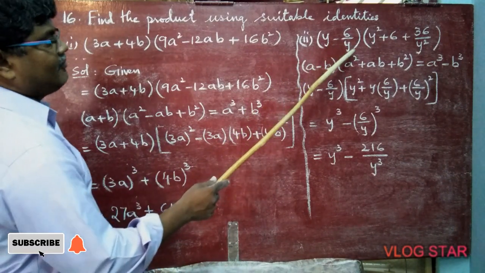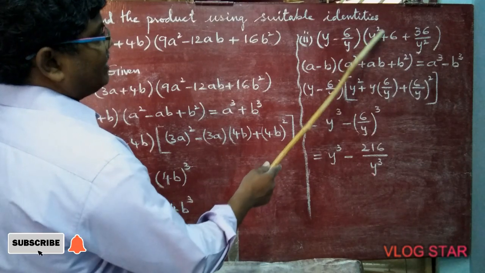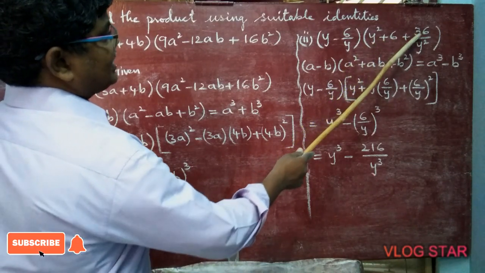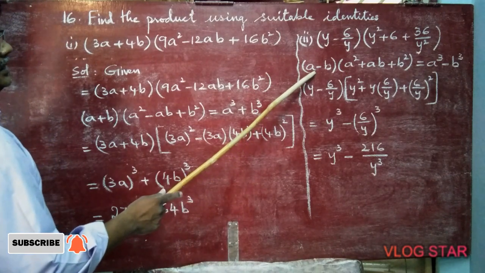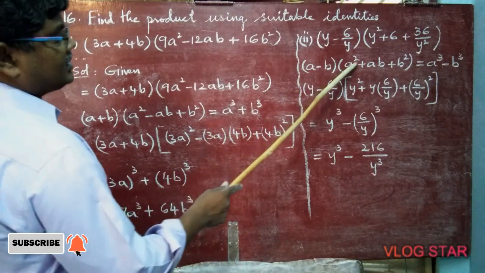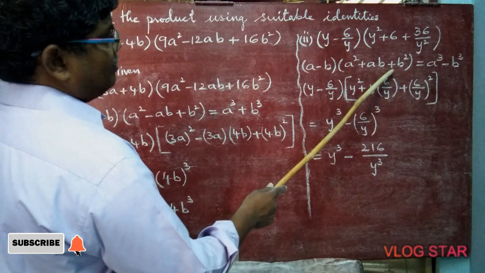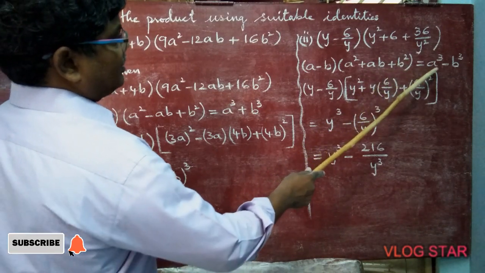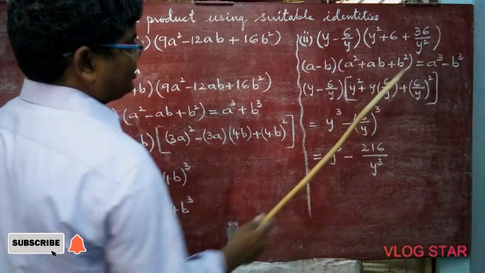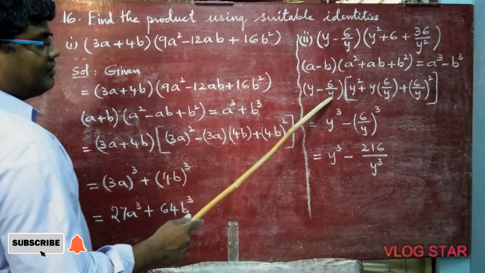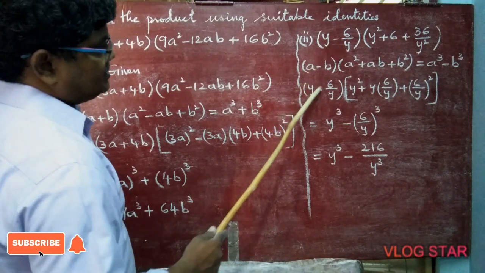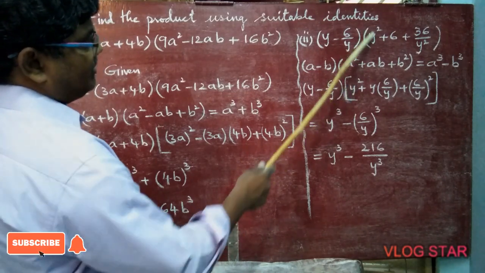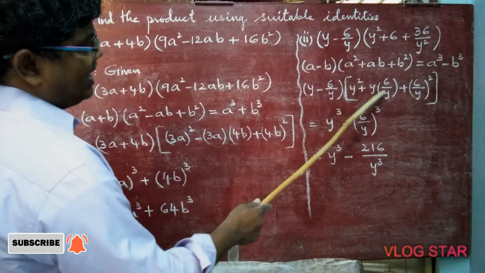(y minus 6 by y) into (y square plus 6 plus 36 by y square). Here the identity is (a minus b) into (a square plus ab plus b square) is equal to a cube minus b cube. a minus b, okay. y minus 6 by y, it is easy on the first one as it is. Coming to the second one, y square we have written. Here ab should be there.